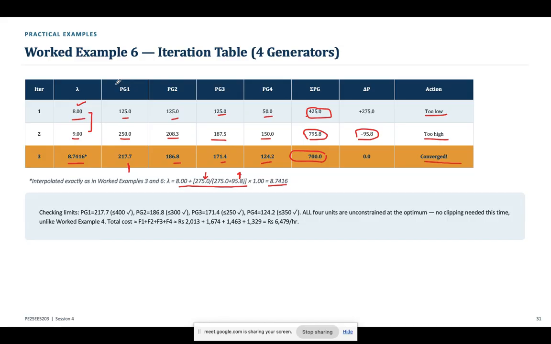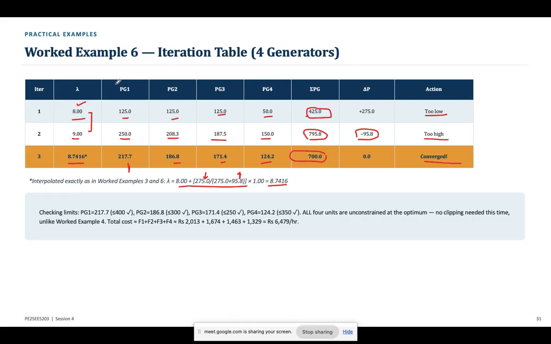The interpolated value lambda equal to 8.7416 lies between these two trial values. Substituting it gives approximately 217, 186, 174 and so on. Adding them we get 700 megawatt. The result is then checked against all 4 generator limits also, right? Every output lies within its permissible range. No active limit correction is required here. If anything goes beyond the limit, we call it active limit correction. Yesterday we tried one such numerical also.